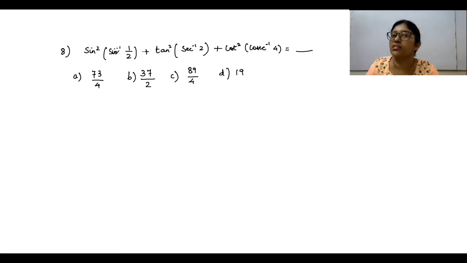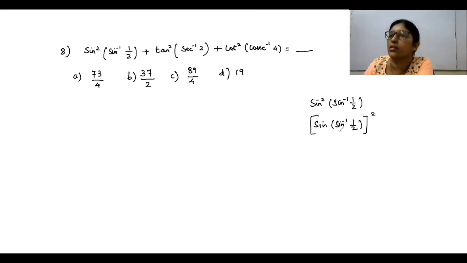So the question here is sine square sine inverse half, tan square sec inverse 2, and cot square cosec inverse 4. This is good for sine and sine inverse, but here we need sec and sec inverse, and in the same way cosec and cosec inverse. Right, this is actually sine square of sine inverse half, which means sine of sine inverse half, the whole square. So then sine inverse will be nullified and the value will be half square.